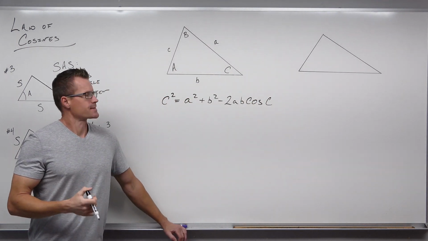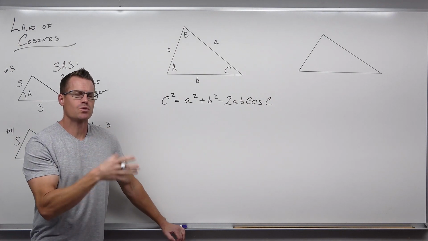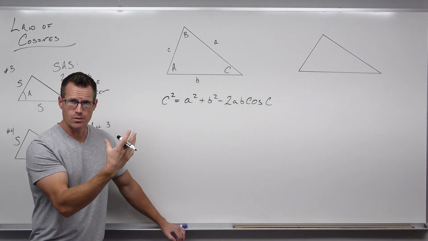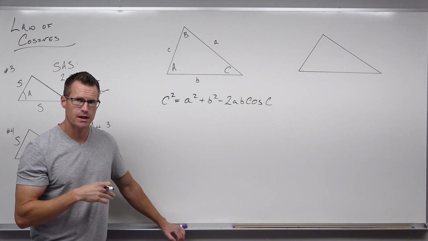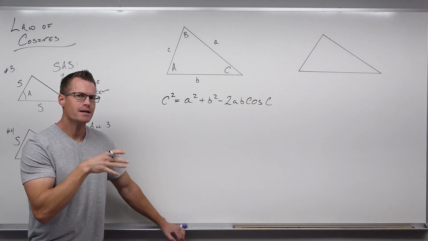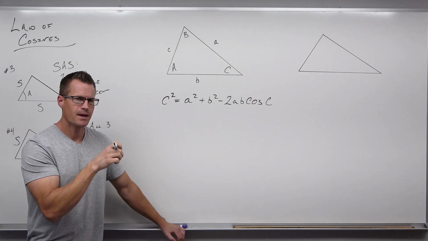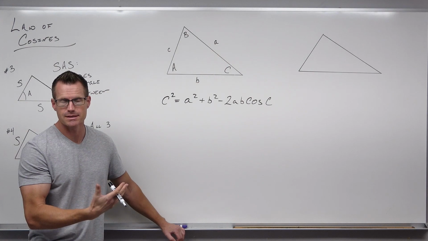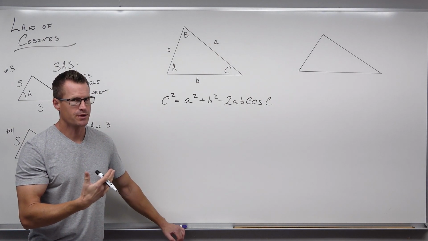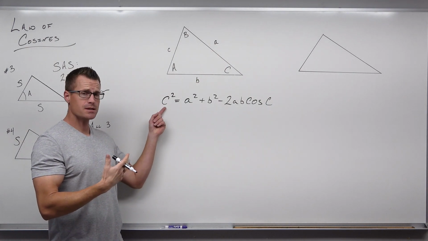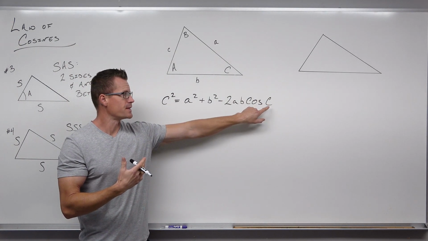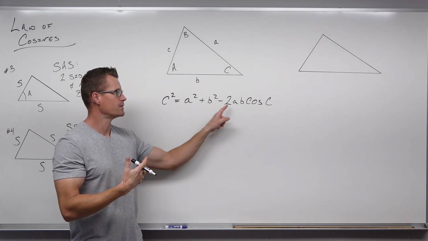The law of cosines says a side squared is always equal to the other two sides squared and added, so the sum of the other two sides squared, minus twice the product of those sides and the cosine of the angle between them. Now that sounds like a lot. That is a lot. But I want you to notice a couple things about this. This is a side. This is the angle opposite that side. This is the angle between these two sides.